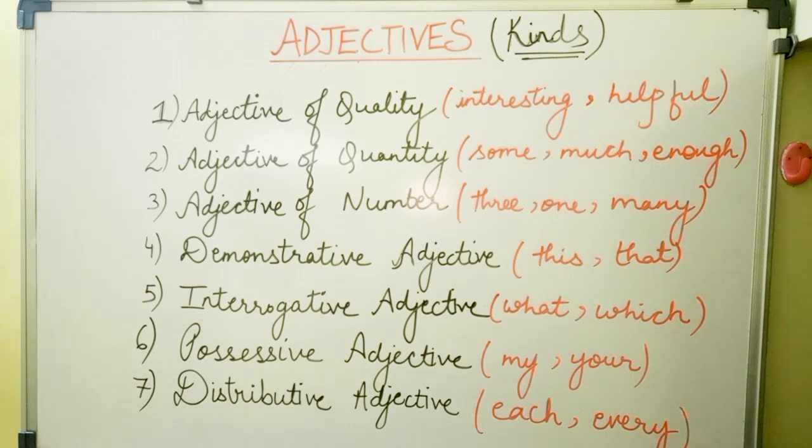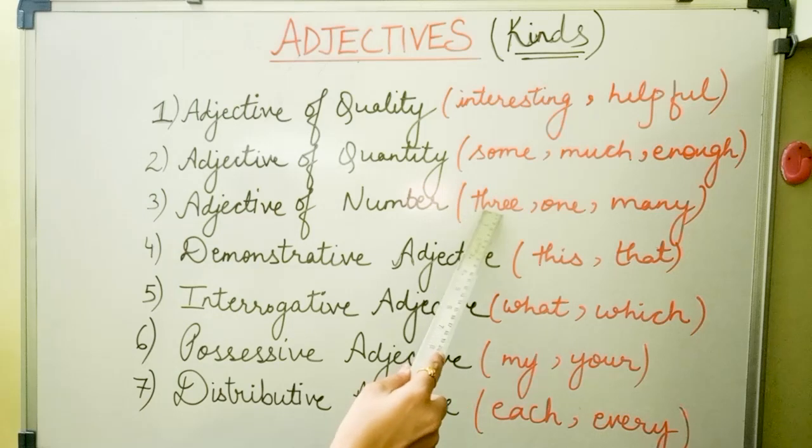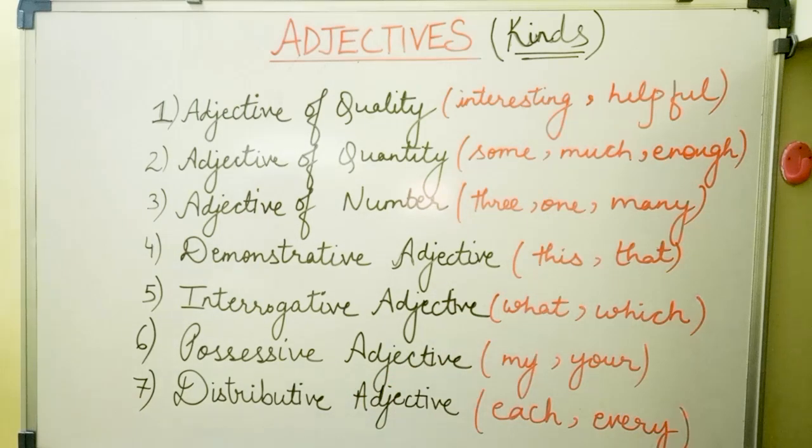Then third kind of adjective is adjectives of number. It tells us how many persons or things are talked about. For example, 3, 1, many, etc. Number fourth is demonstrative adjective. Now children, demonstrative adjective is used to point out at some person or thing by using the words this and that. The number 5 is interrogative adjective. Now interrogative adjective is used with a noun for asking a question. For example, what, which. Number 6 is possessive adjective.